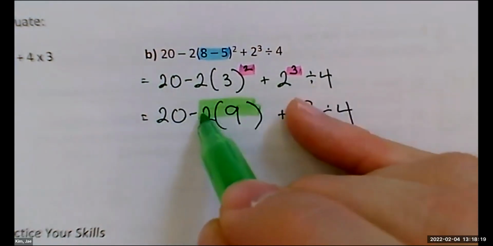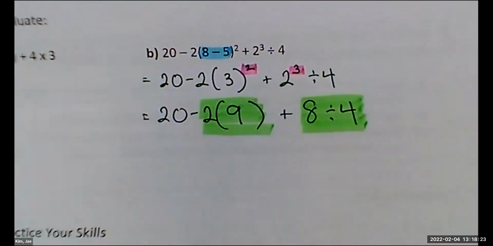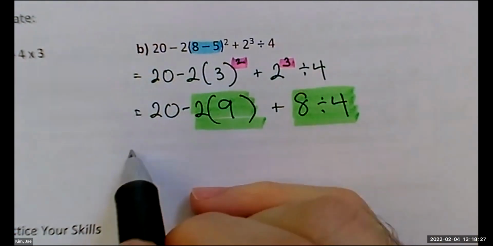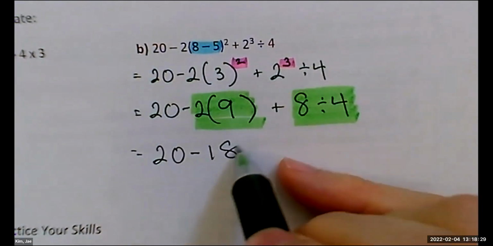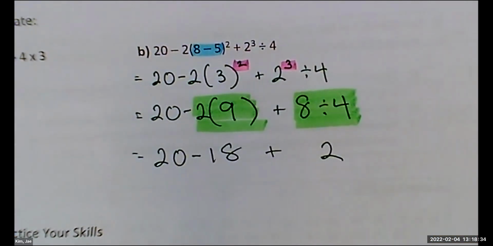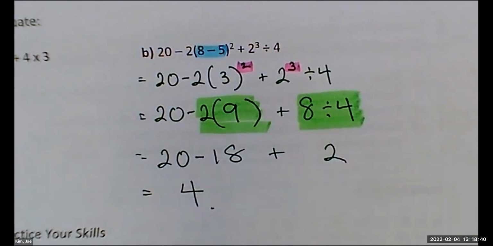So here's a multiplication. Here's a division. I'm not going to touch anything else. And then the rest you can do as you see fit. The final answer is a 4.